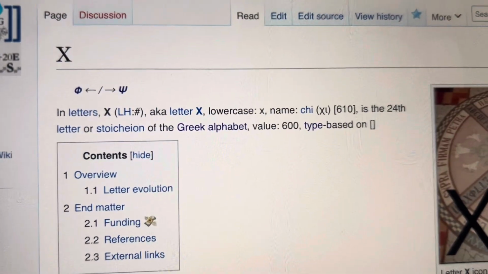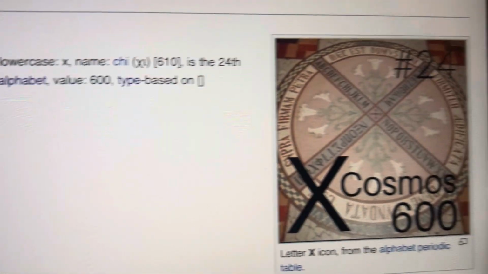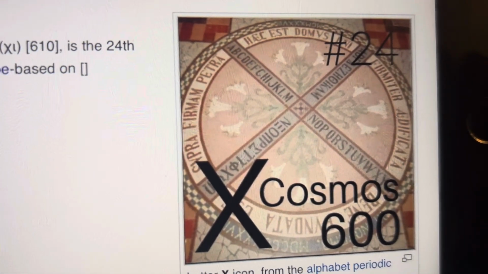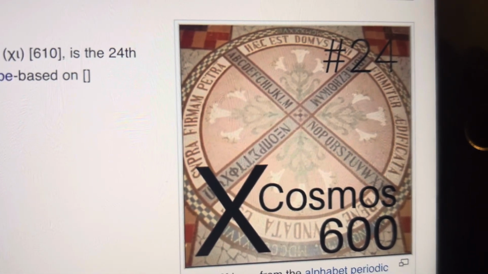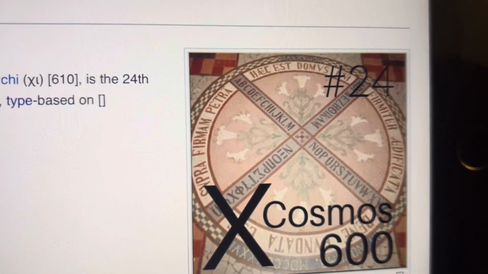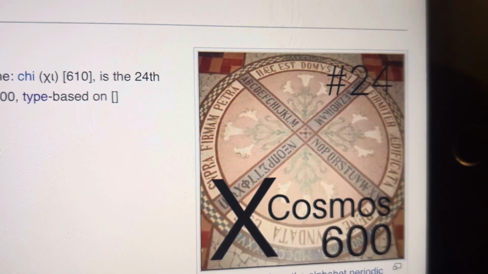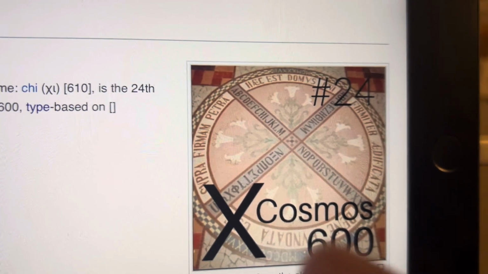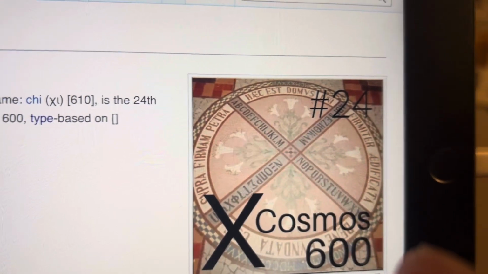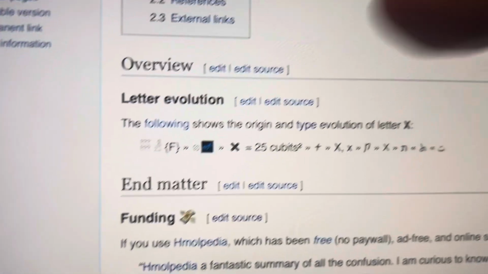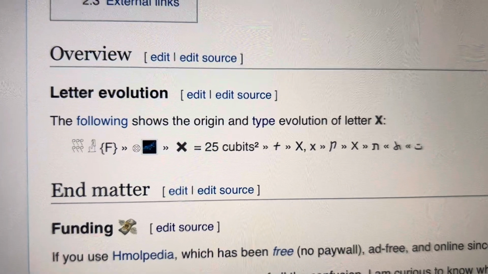Letter X. Chi, birth of the cosmos letter. Here we see letter Chi written on a modern day Roman Catholic church in Greek and Latin on the crossbars. Letter evolution.